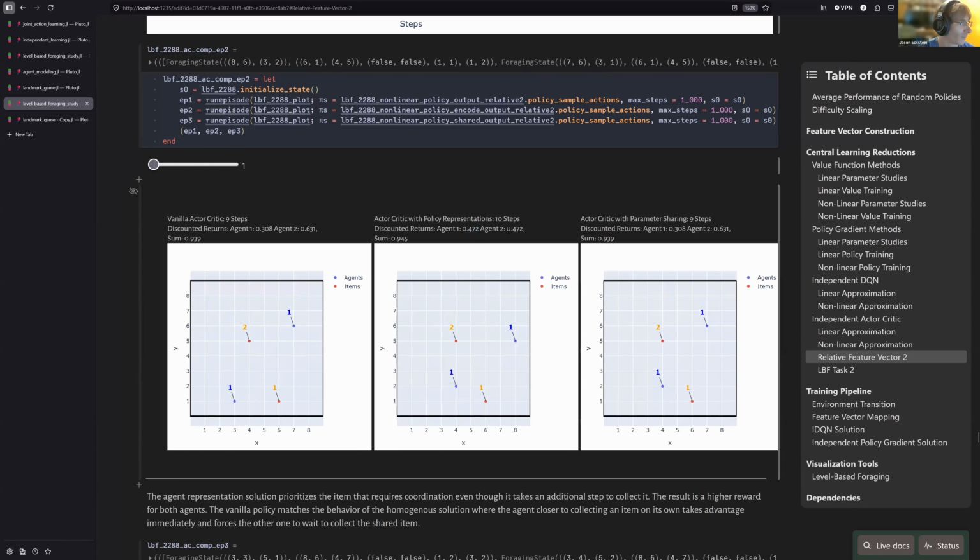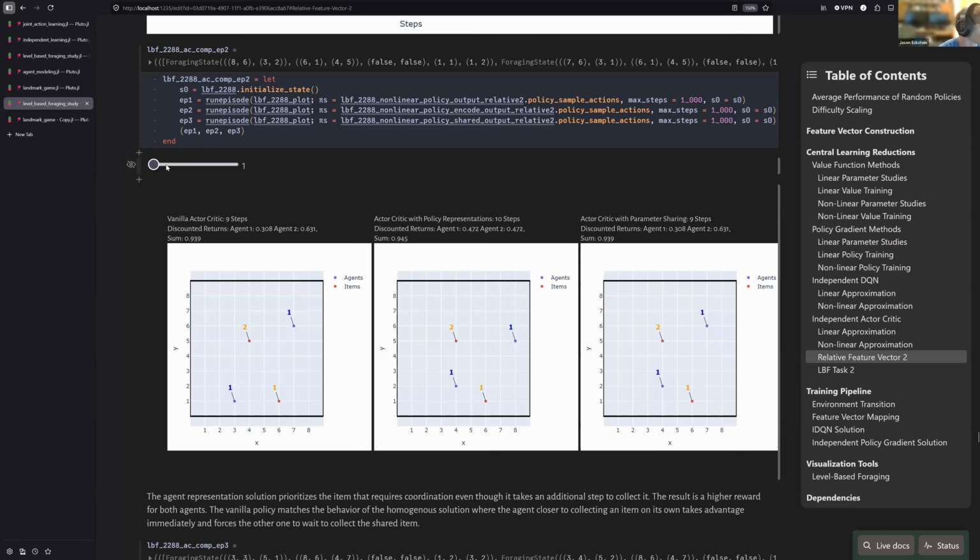Here, these two agents have exactly the same reward in the problem. Whereas for this one, one of the agents has a much higher reward because either it collected an item on its own, or it was able to share in the collection of an item that otherwise could have just been collected individually. So we can see if I advance this forward.